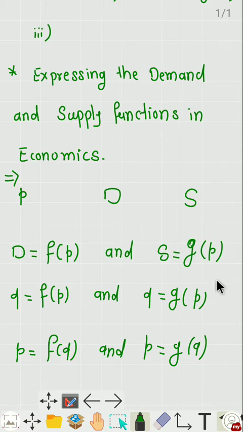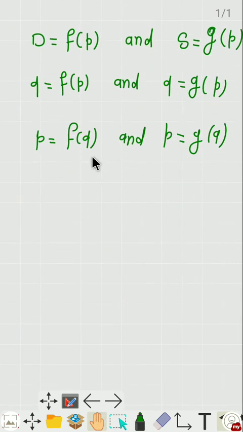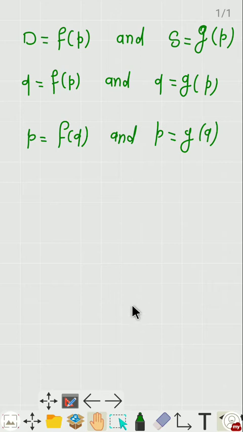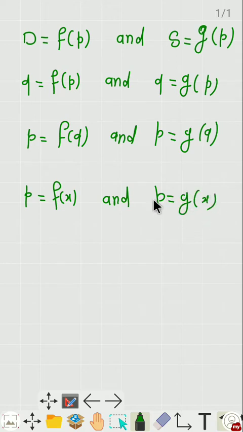If we use x to denote the quantity Q, then the demand and supply functions can be written as price function f of x and price function g of x respectively, where x is the quantity demanded or supplied as the case may be.